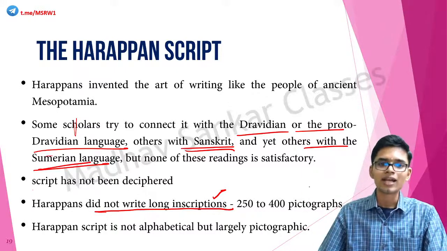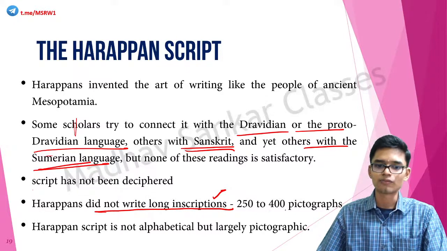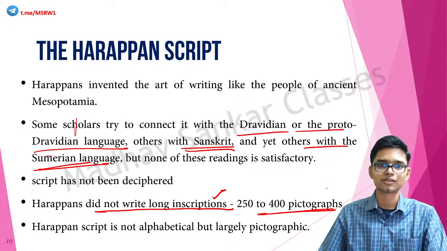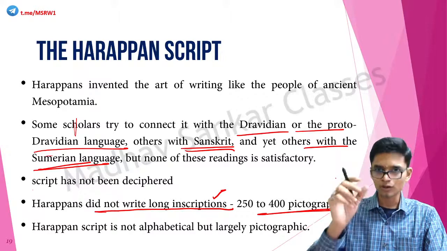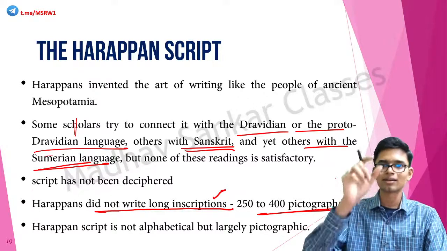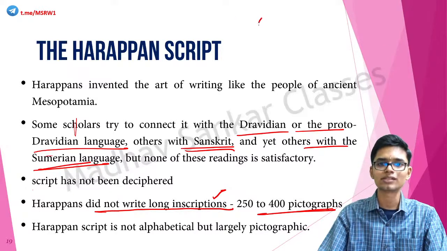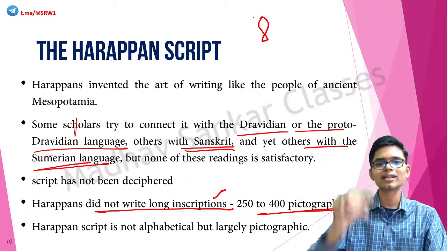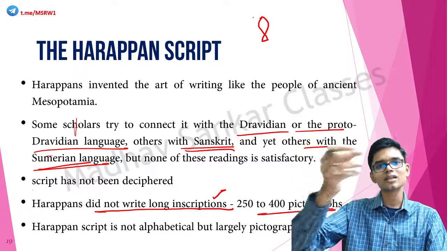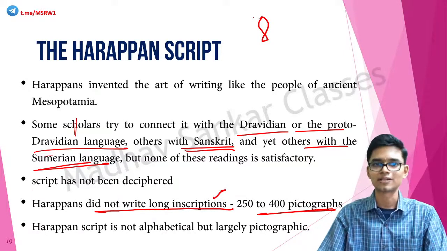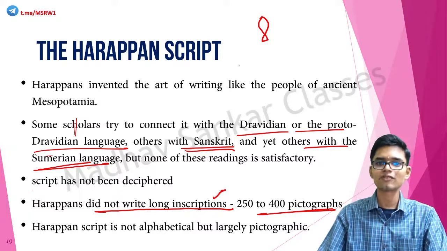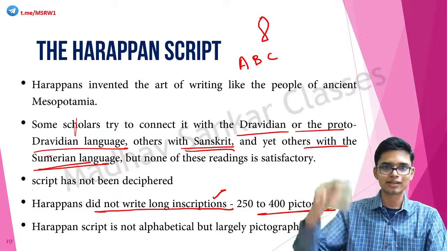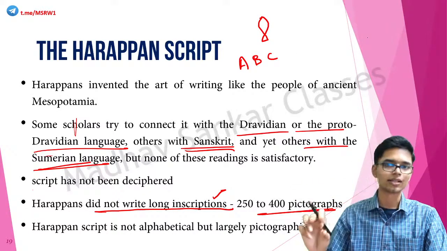So far, we have discovered around 400 pictographs. What are pictographs? Pictographs are picture-like writing. For example, you have these kinds of picture-like symbols that are a part of the Harappan alphabet. When we talk about the English alphabet, what is the English alphabet? Letters A, B, C, D, etc. to Z constitute the English alphabet.